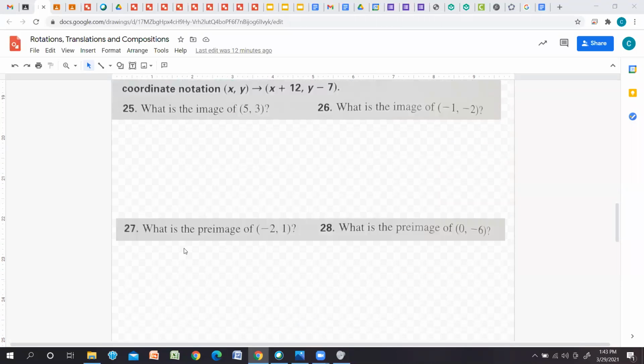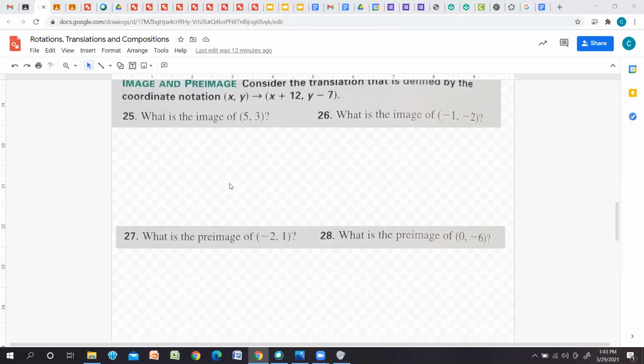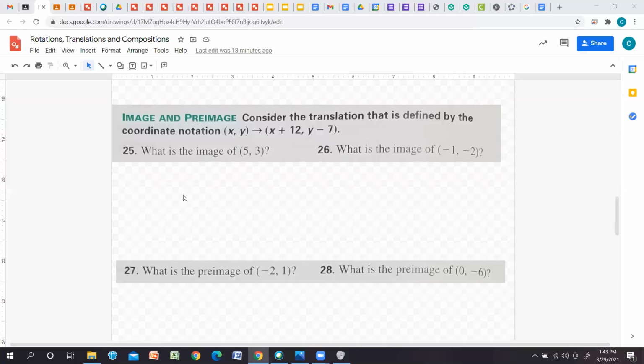So I'm going to do 25 and 27. Remember, you start with a pre-image and then you end up with an image at the end. So it goes from pre-image to image. Here, when it asks what is the image of 5, 3, you're starting with this point, then you draw an image. So that's what comes next. I'm going to apply this translation: x plus 12 and y minus 7.